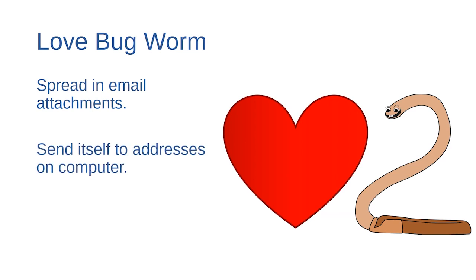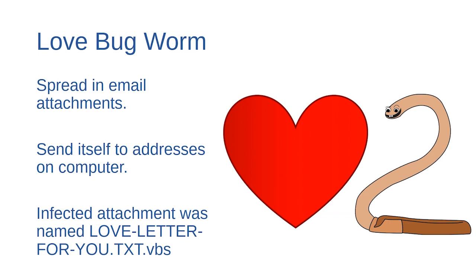One example of a malicious attachment is the infamous love bug worm. The love bug spread itself through email attachments, and it would send itself to all of the addresses stored on a user's computer. It would arrive in a victim's inbox packaged as an attachment with the file name loveletterforyou.txt.vbs.